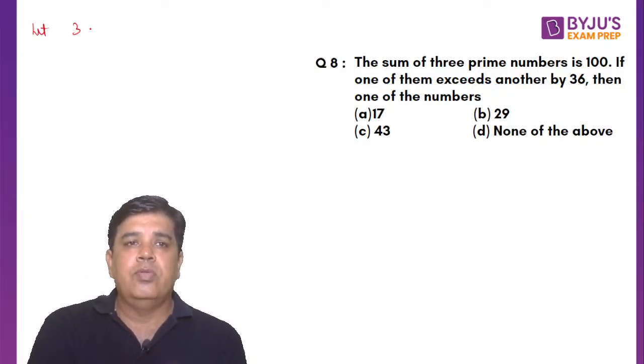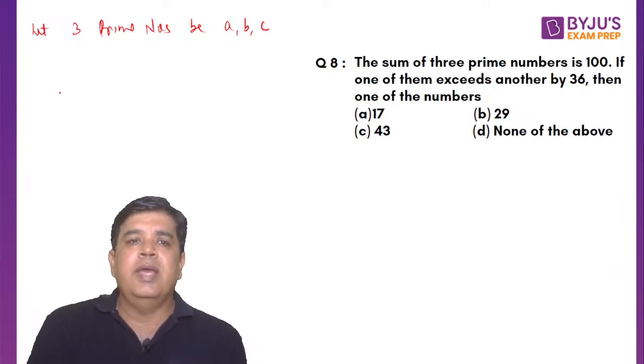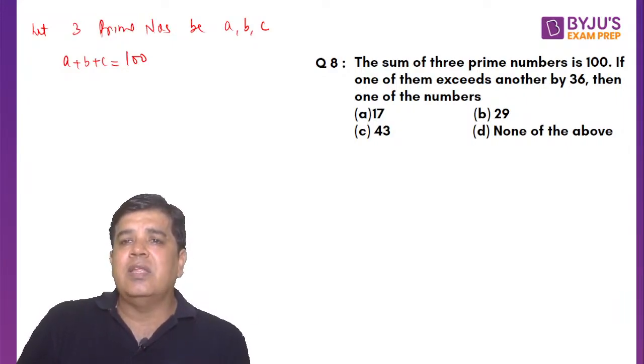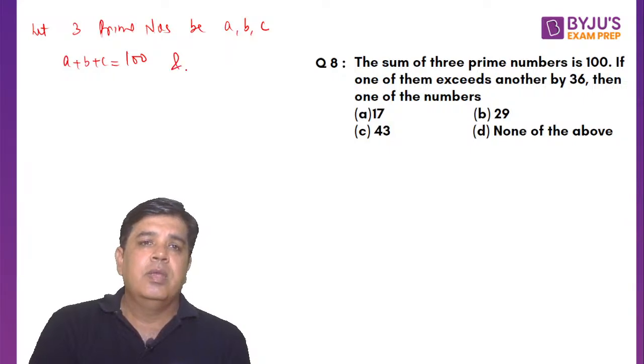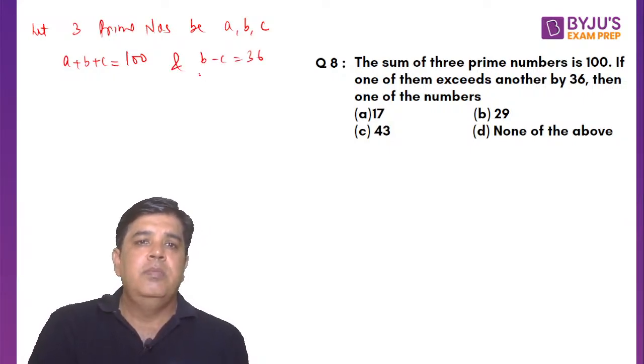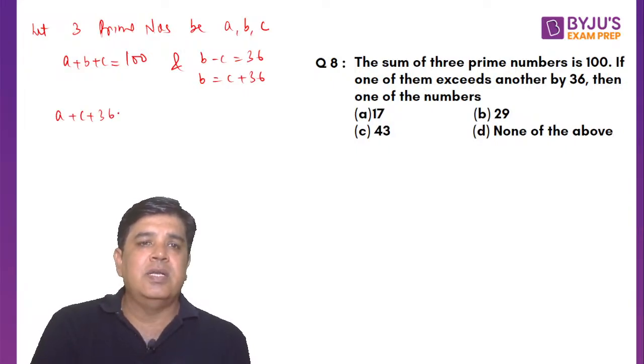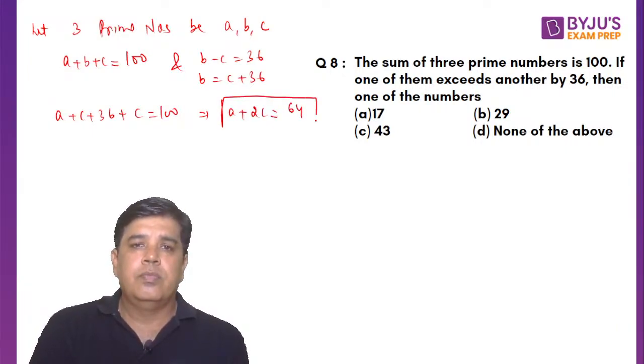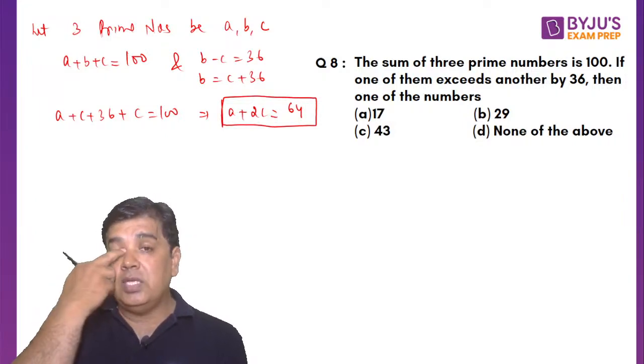Let the 3 prime numbers be, let's say, A, B and C. Okay, their sum is 100. A plus B plus C is 100. This is the first statement. If one of them exceeds the other by 36, let's say B exceeds C by 36, means B is C plus 36. So can we replace B by C plus 36? So it means A plus 2C is 64. Okay, A plus 2C is 64.